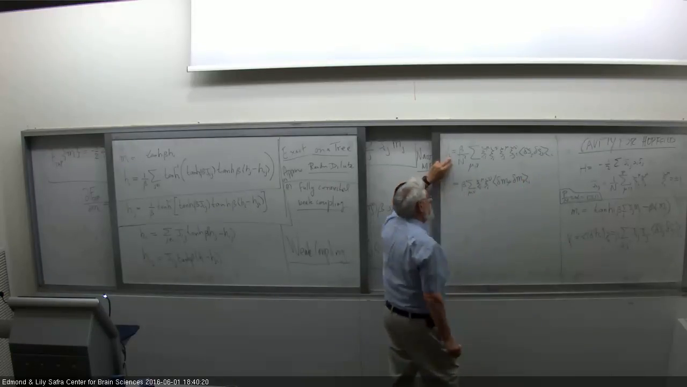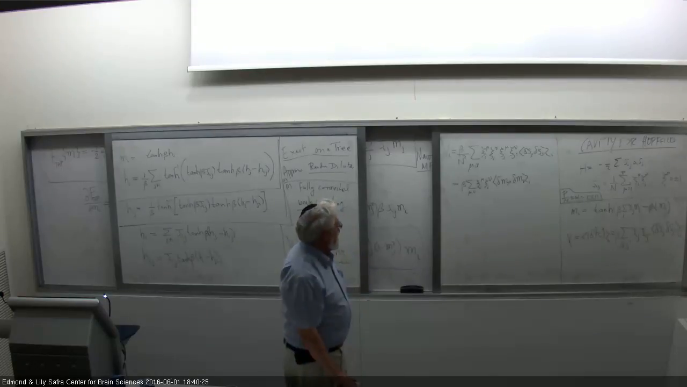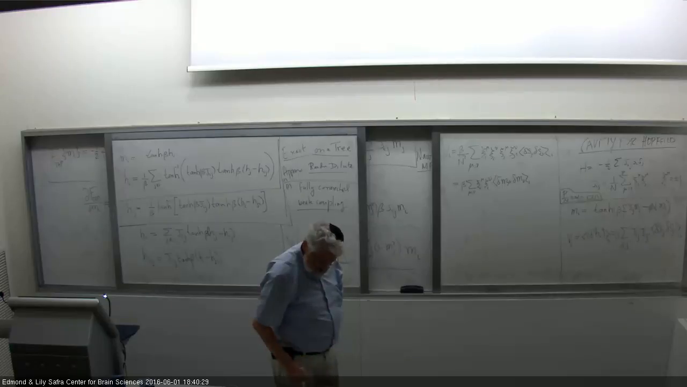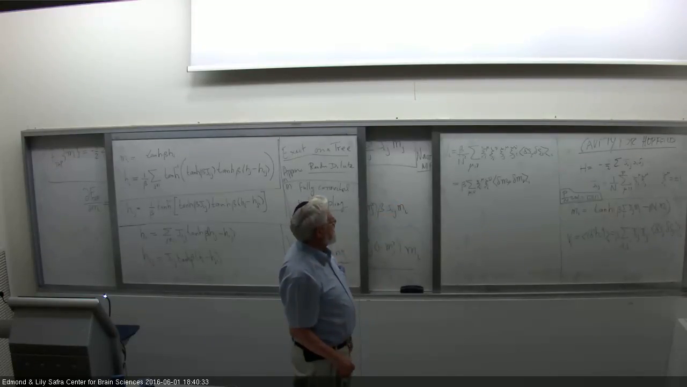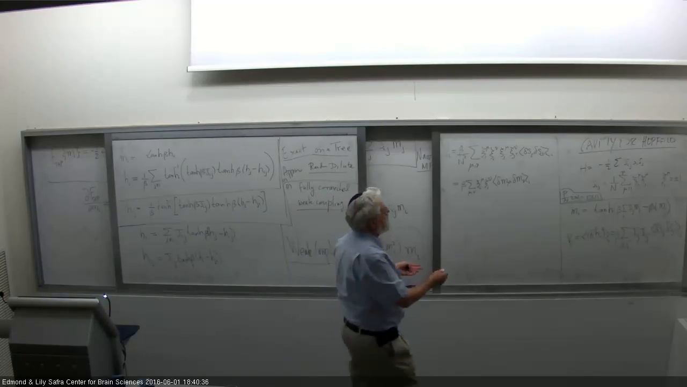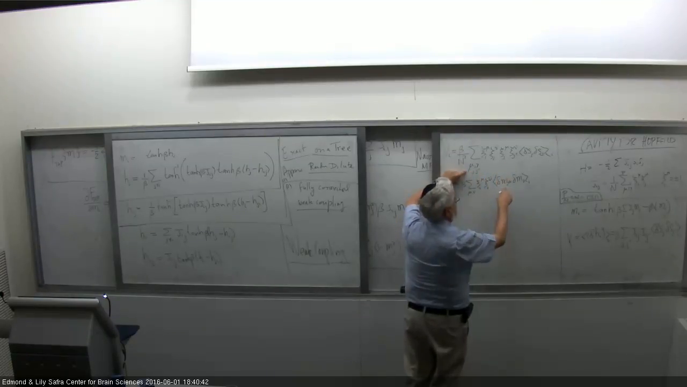This is just the definition of delta m. Delta m is defined after you sum over j and j prime.